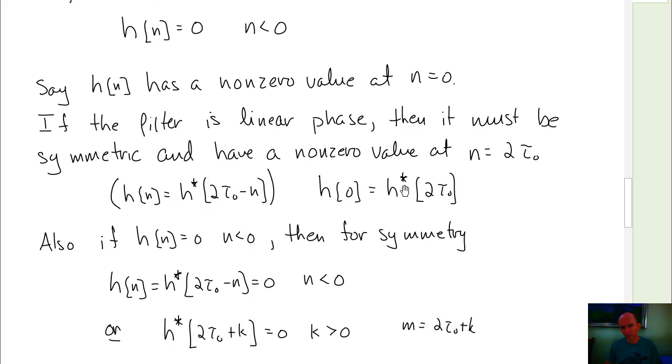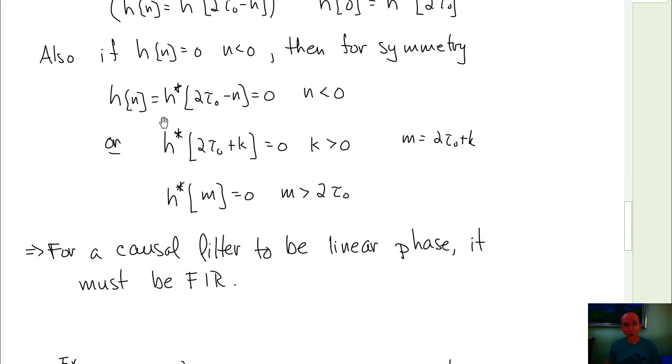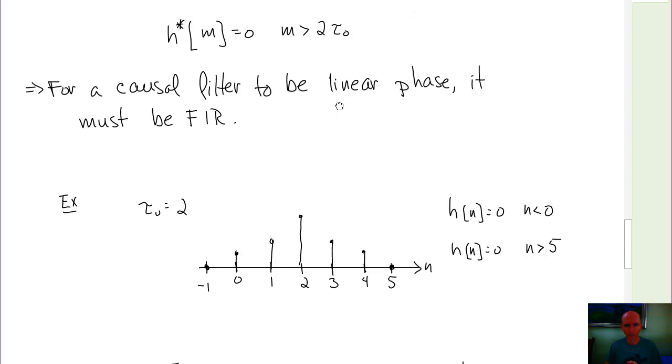We can take the complex conjugate, but in most cases we're talking about real filters, so this is going to be real. It also means that because all the values for n less than 0 are 0, all the values for n greater than 2 tau 0 are also going to be 0. Okay, let's look at that.